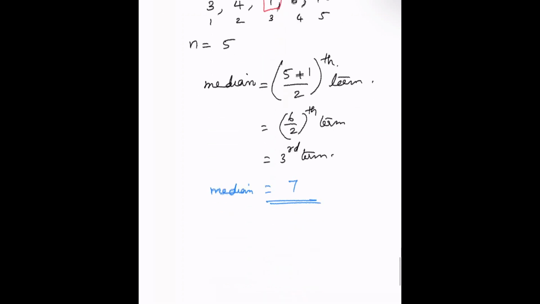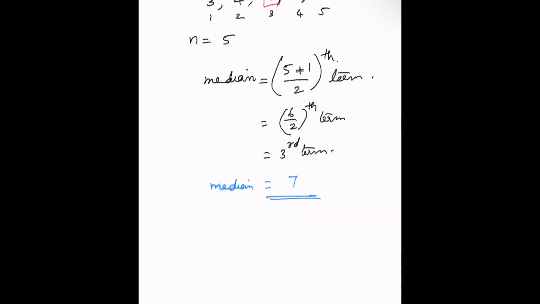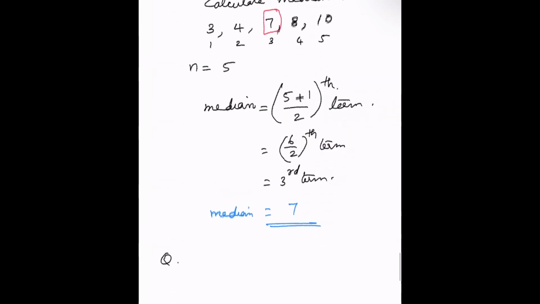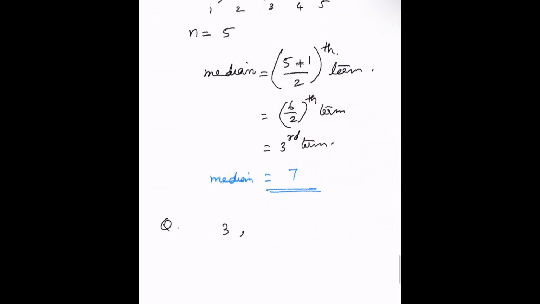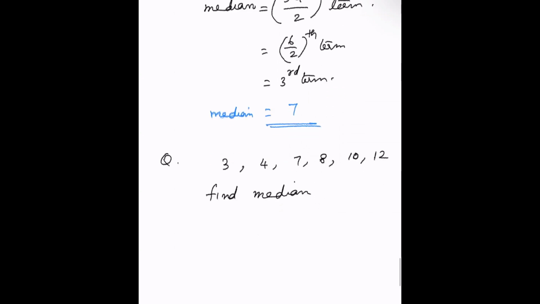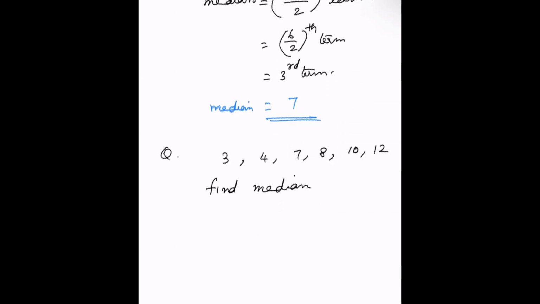Now, what will happen when an even number of observations comes? Say, for example, let me write 3, 4, 7, 8, 10, 12. Calculate median. So here, the number of observations is 6. And when you look at this, there are 2 middle terms. Which are the 2 middle terms? These 2. These 2 are the 2 middle terms.